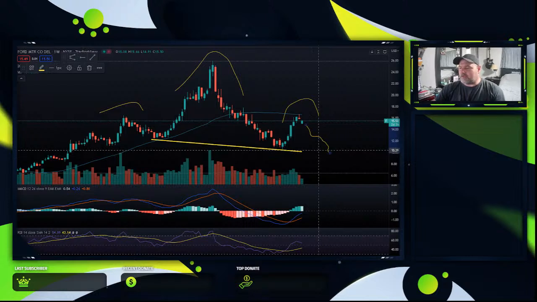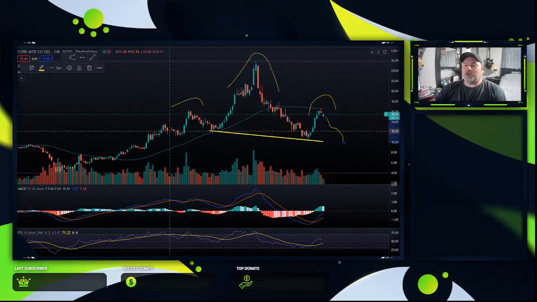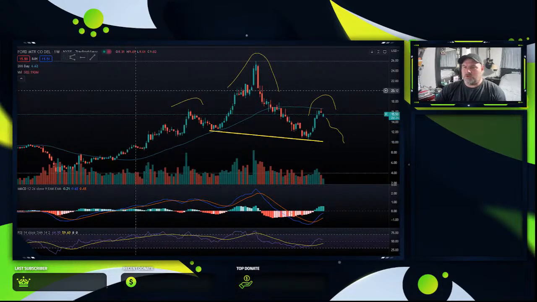But once it breaks that, once it breaks my neckline at $10.25, look out below. We're going back down to $4. And I'm going to show you how to do the measured move just for fun.